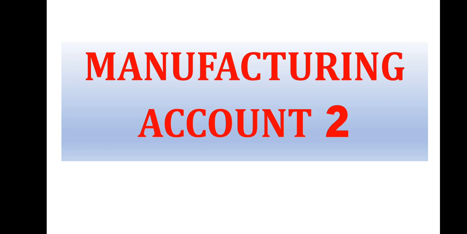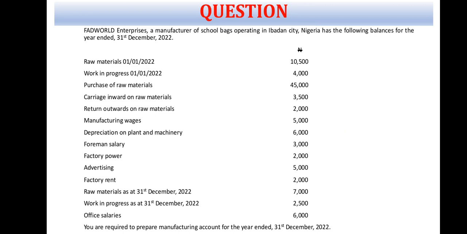In this particular video, I'm going to take an illustration, that is a question of manufacturing account, and I will be preparing the solution to that question. So let's look at the question. We have Fadward Enterprises, a manufacturer of school bags operating in Ibadan City, Nigeria, which has the following balances for the year ended 31st December 2022.